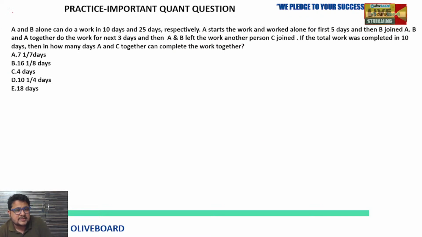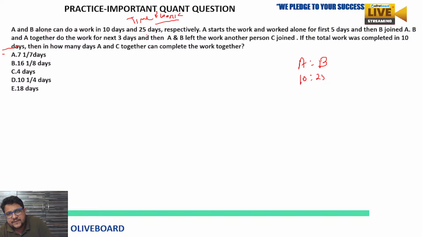Let's move on to the next question now. See, the previous one was based on profit and loss, and here we are discussing the question which is based on what? A and B alone can do the work in 10 days and 25 days respectively. It is based on time and work. So first thing, when they have given like this, we can put the data like this: 10 days, 25 days, just reverse the time ratio. So 25 by 10 means 5:2 is going to be the efficiency ratio.